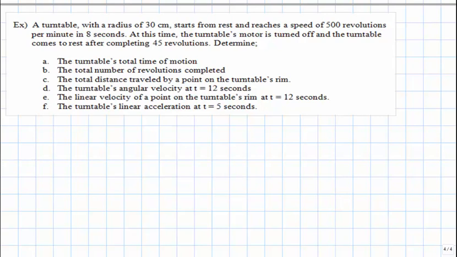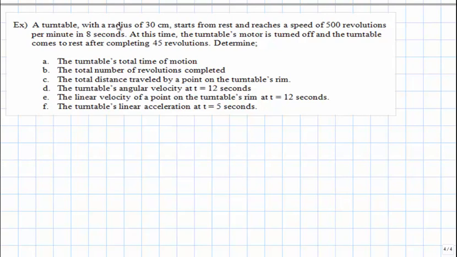Now, before we begin, let's first of all note that this is a two-phase problem. The turntable starts from rest and reaches a speed of 500 revolutions per minute. That means that initially the turntable is speeding up. When the motor is turned off, the turntable eventually comes to rest. That means that the turntable is slowing down. And therefore it is experiencing two different accelerations, and that requires a multi-phase setup. And in this example we have specifically two phases that we have to address.